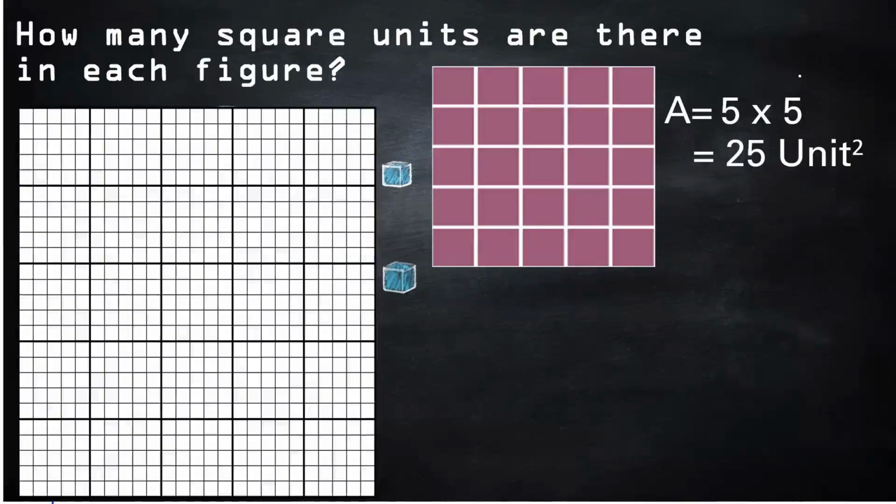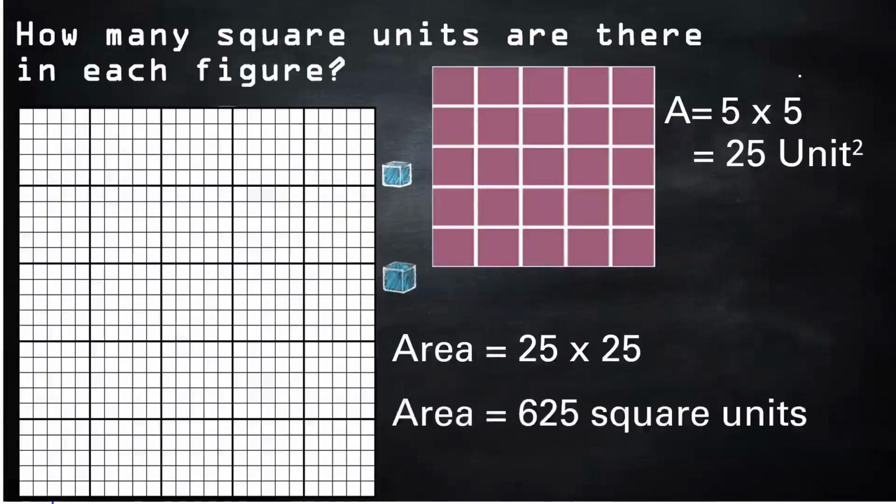And to solve this problem is just to count the length of our small squares and multiply by itself. So the length of this square grid is 25 units. So 25 times 25, and the total area would become 625 square units.